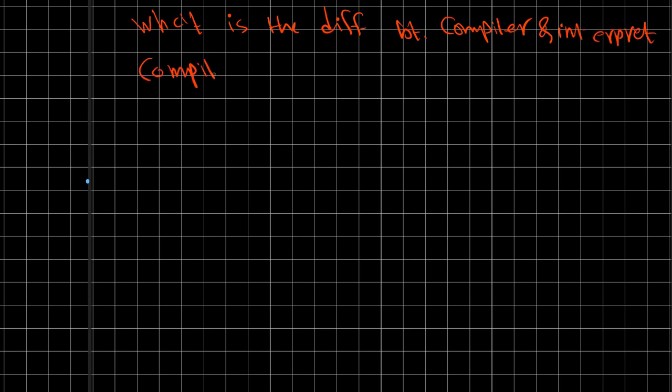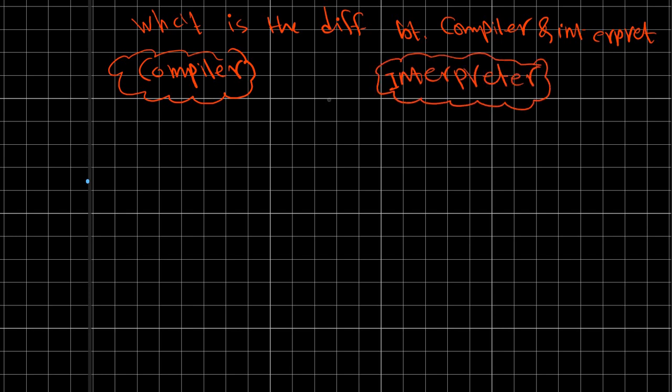We're going today to explain the difference between compiler and interpreter. Okay, so we have here compiler, and we have here interpreter. We're going to get the differences between both of them.